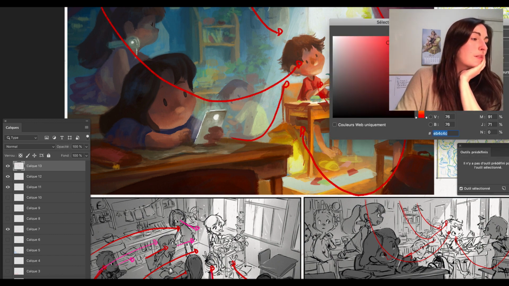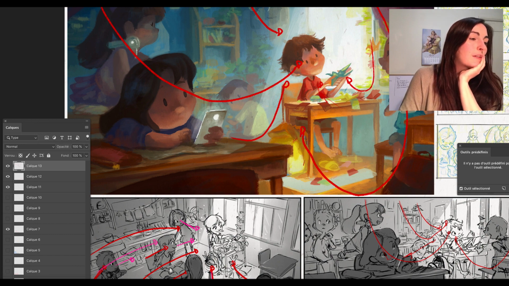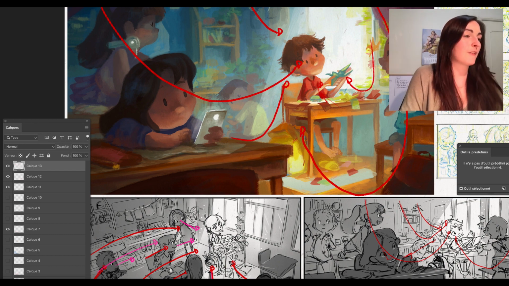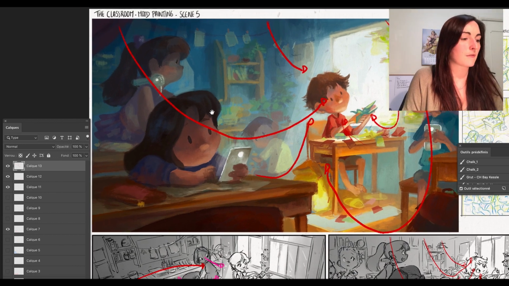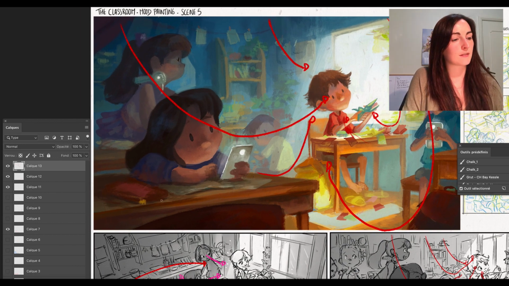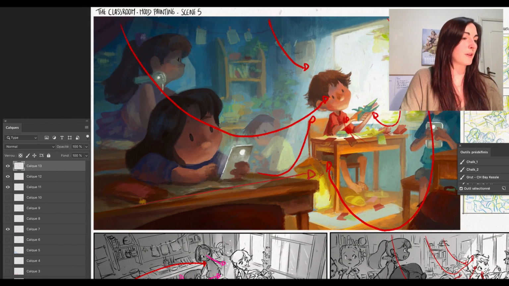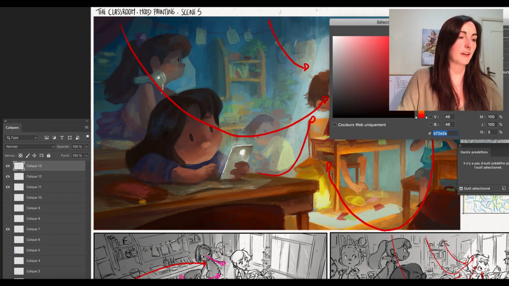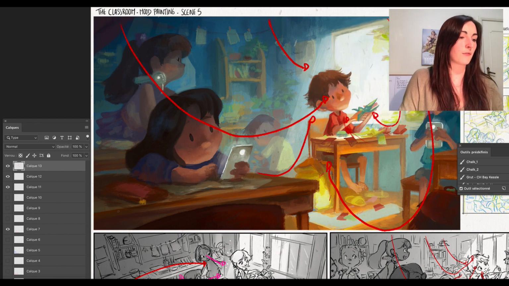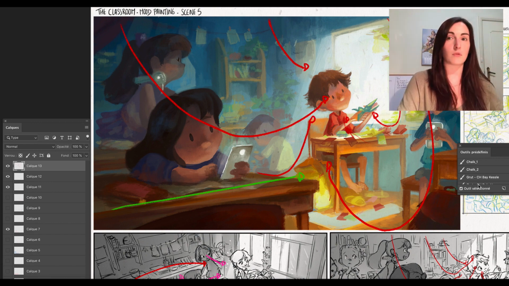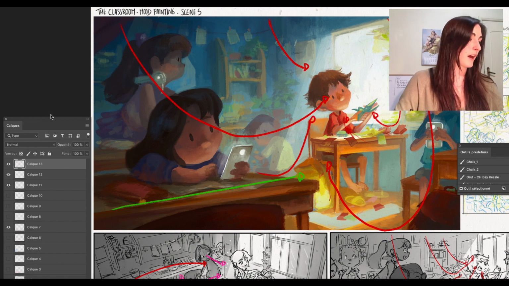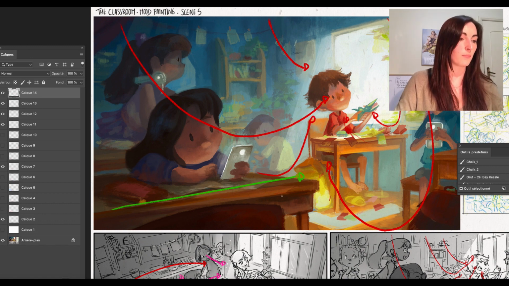So for example here, I think the line is too straight, and because it's too straight, it doesn't flow well with the energy line. What I could have done to improve this piece would be to add something to break that line and support it here.